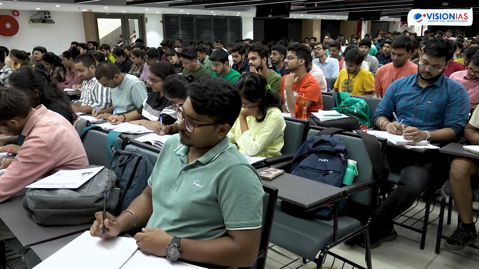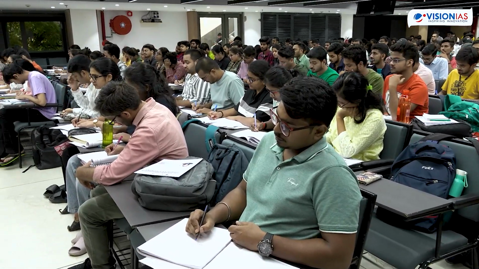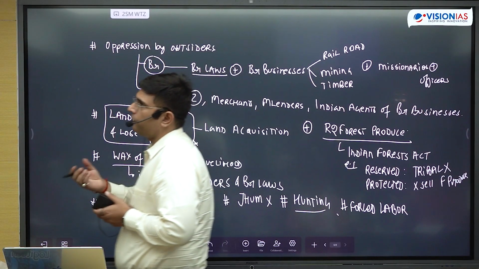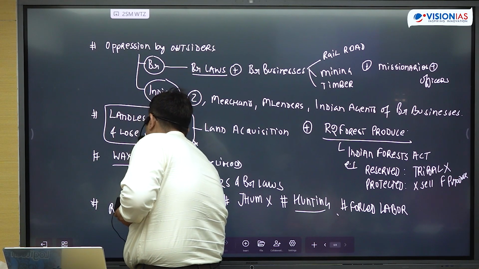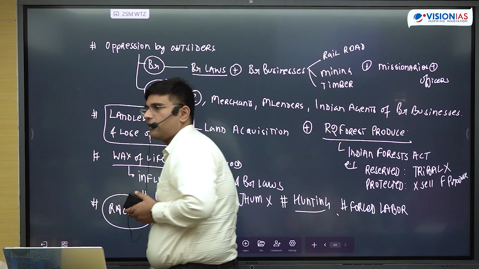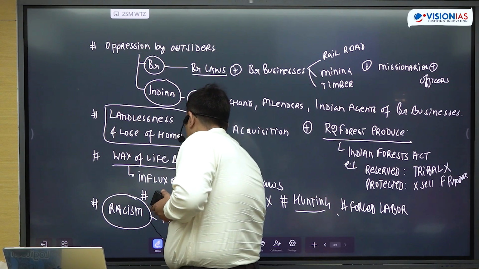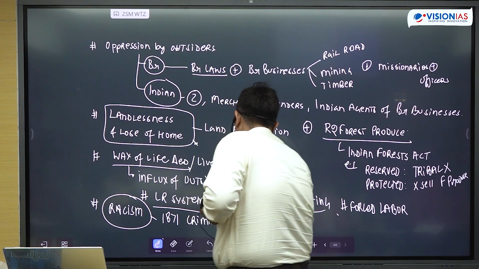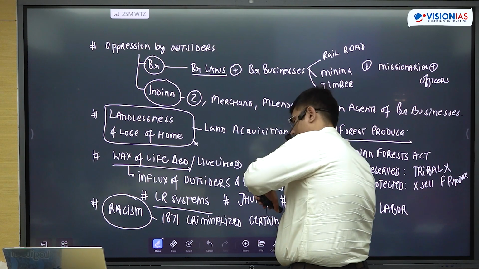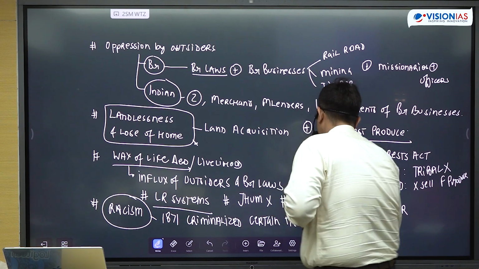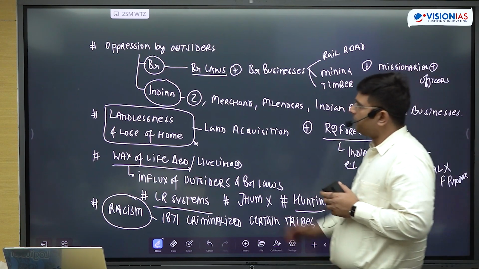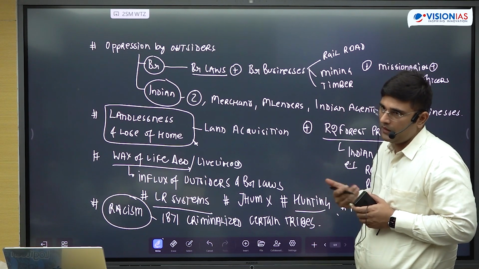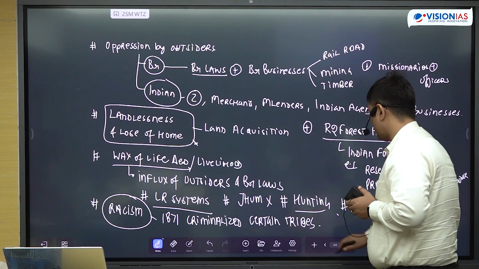A miscellaneous point which you can mention is that in 1871, the Britishers criminalized certain tribes, and they said, for example, if Gujjars are there, that is by default. Look at the racism. They also suffered from British racism. It is a racist attitude that in 1871, the Britishers criminalized certain tribes. That is, you are criminal by birth, right? So in this particular sense, all of this operation is taking place: economic, cultural, societal, political, right? This is what you can mention.